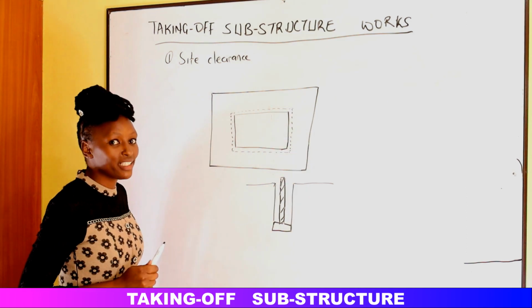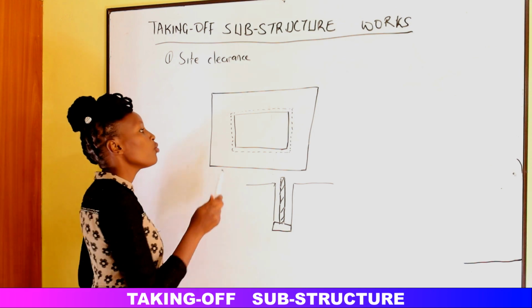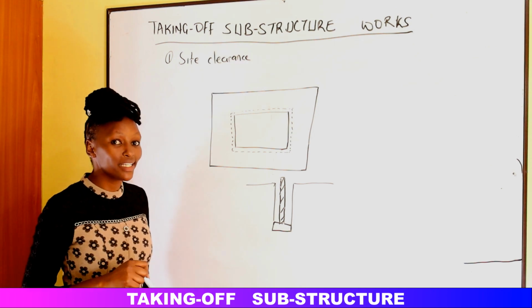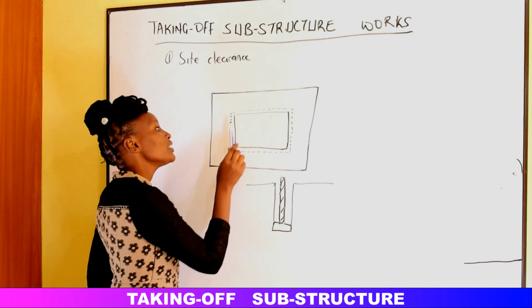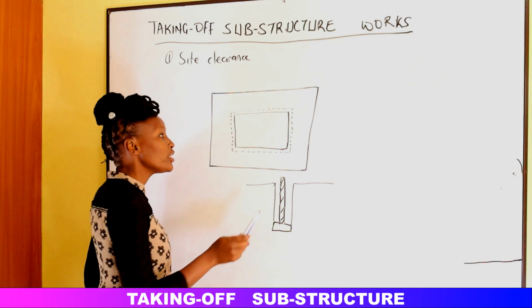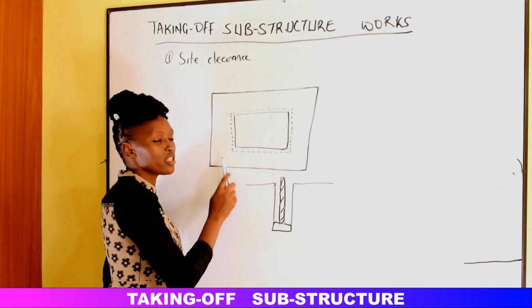We are clearing the site. How do we measure the site? For site clearance in relation to the building, for the bill of quantities, we will take the external measurement of the building, including the foundation spread around the wall.